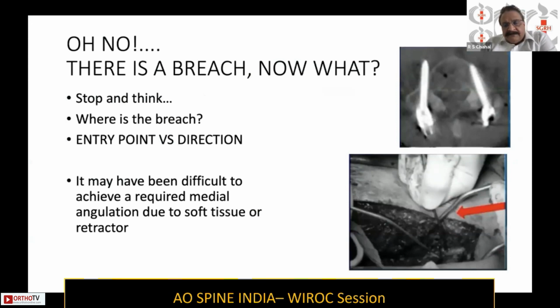So important is to stop and think, where is the breach? Is it an entry point problem or is it a direction problem? It may have been difficult to achieve a medial angulation due to soft tissue or a retractor. I tell my boys also, never do pedicle probing or a pedicle awl with your self-retaining retractor touching your probe. Two metals touching each other, you will never have a tactile sensation or a feel of the pedicle. So any metal should not touch a metal when you're doing this.